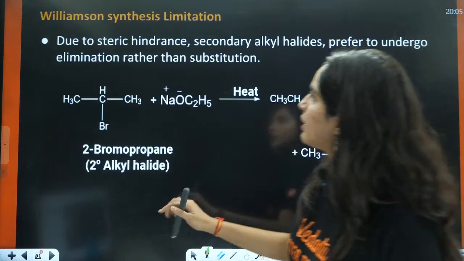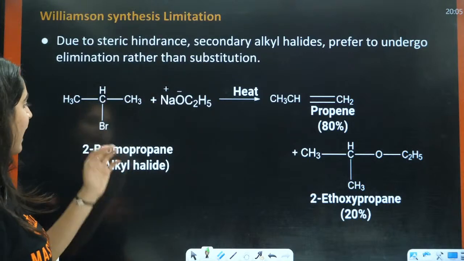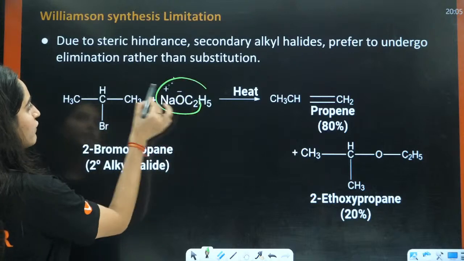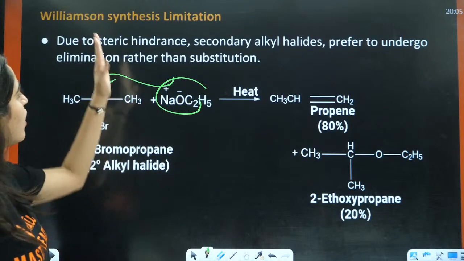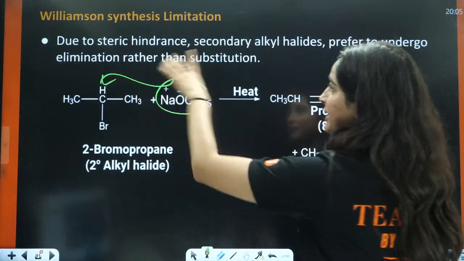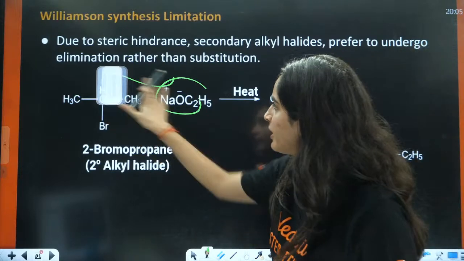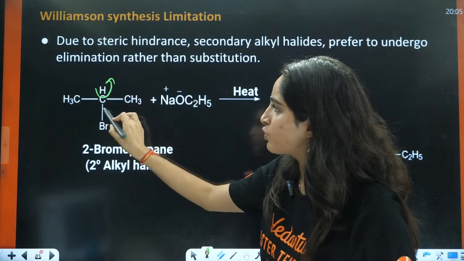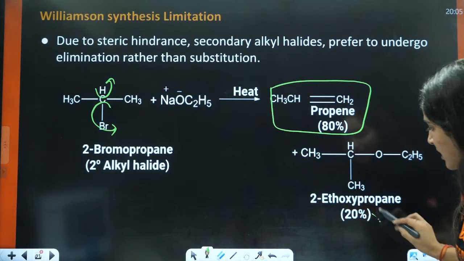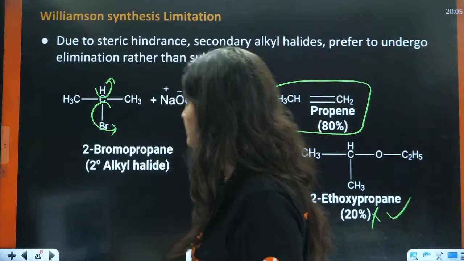Now, second is due to steric hindrance, this alkoxide ion will not be able to attack here. So, due to steric hindrance, secondary alkyl halide prefers to undergo elimination rather than substitution. So, again, it will also go under elimination. This H positive will go, this Br negative will go. You will have the formation of this alkene rather than this ether, right? Because of the steric hindrance, right?